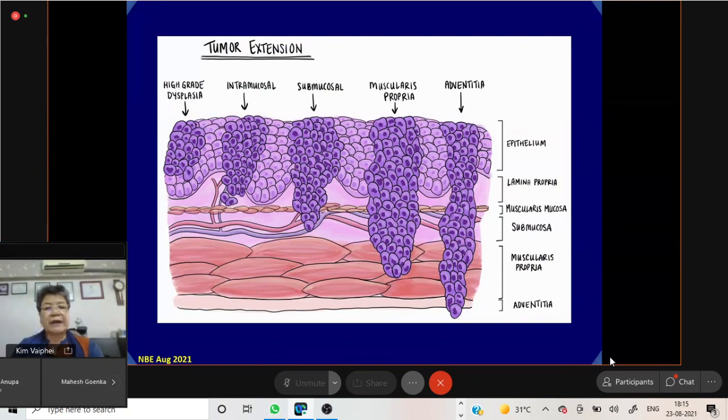This is a pictorial diagram to show the extent of these atypical cells. In high grade, it is intraepithelial, restricted to the stratified squamous lining. In intramucosal, it may also involve the lamina propria. Then submucosa is involved, then muscularis propria, and when it is extending much deeper into the adventitia, then it is adventitial involvement. It really has to be stated. Accordingly, there would be staging of this particular tumor.